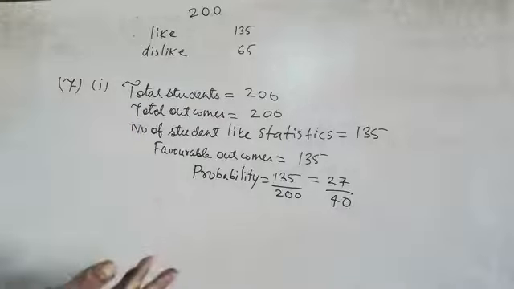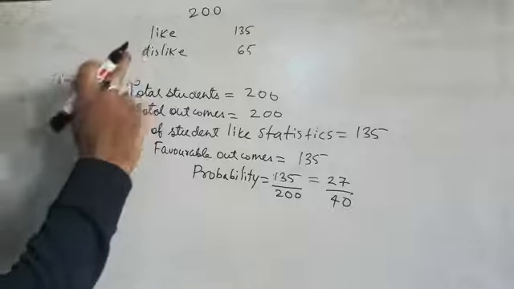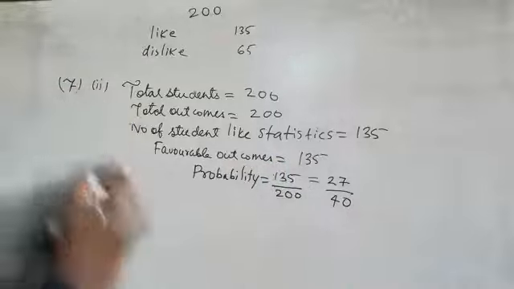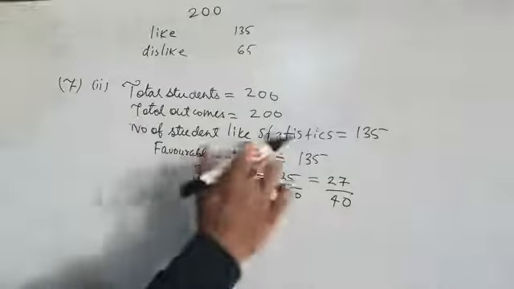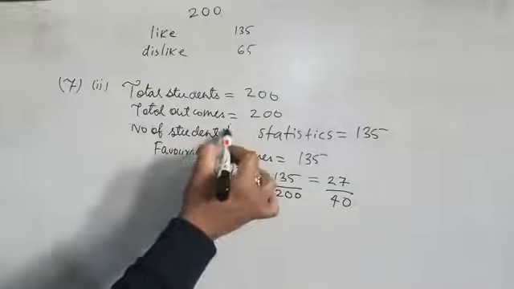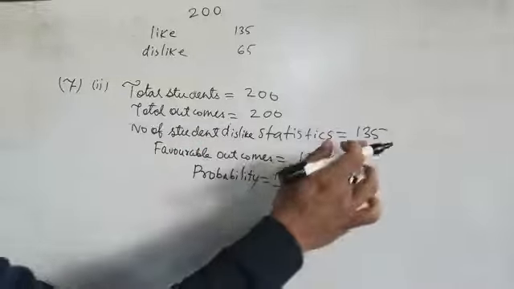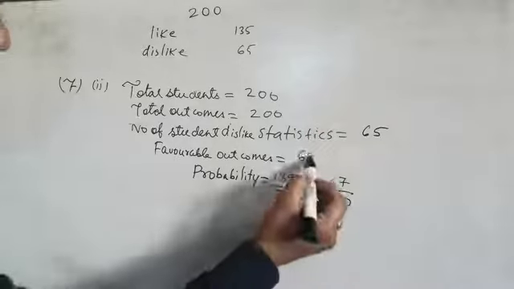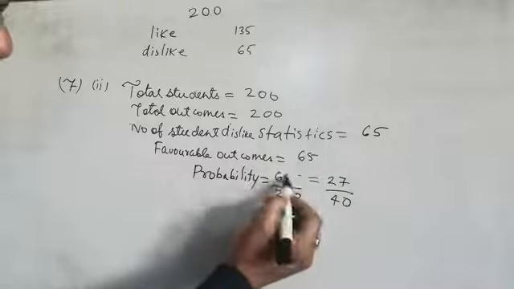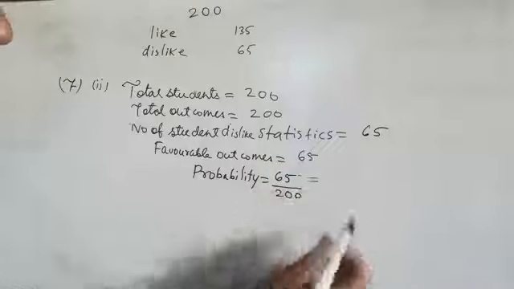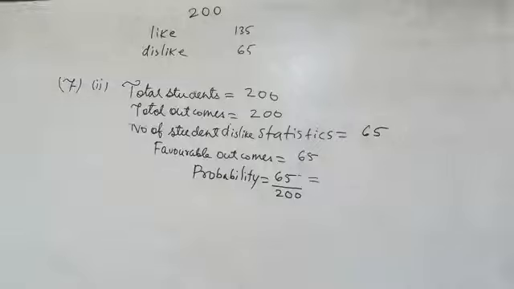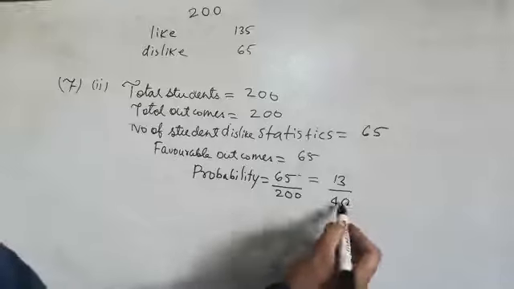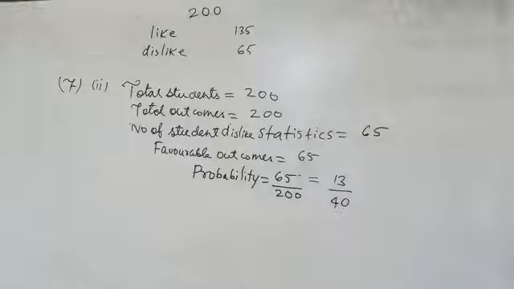Now the next part was how many students do not like the statistics subject. They are 65. So here I am only going to change this, but you have to write the complete full answers. Number of students who dislike, they are 65. This we can cancel with the 5 table. 13 upon 40 is the answer. The 5 table will cancel, so 13 will come, and here 40 will come. So this is the answer for the 7th second part.